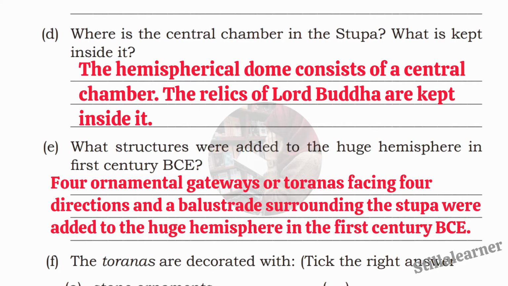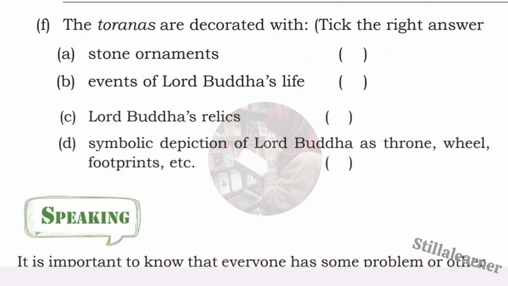Let's see the sixth question, which is, the Toranas are decorated with. Tick the correct answer. A. Stone ornaments. B. Events of Lord Buddha's life. C. Lord Buddha's release. D. Symbolic depiction of Lord Buddha as throne, wheel, footprints, etc. Among these 4, B and D are the correct ones and the rest, A and C, are wrong. That's why put a cross mark for A and C and a tick for B and D.